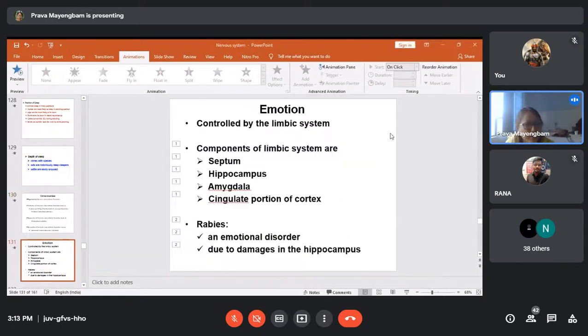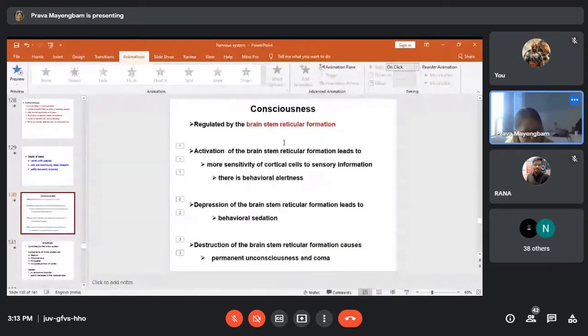Simply what you have to know here is that the brainstem reticular formation controls consciousness. When it is activated, there is behavioral alertness, and when there is deactivation or destruction, there is behavioral depression or sedation. So when the brainstem reticular formation is destroyed, the person or animal will go into coma or permanent unconsciousness.